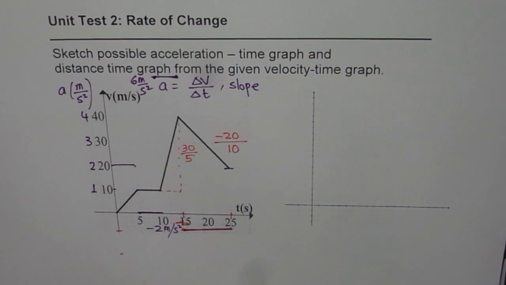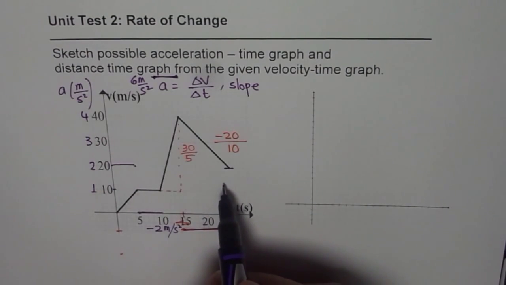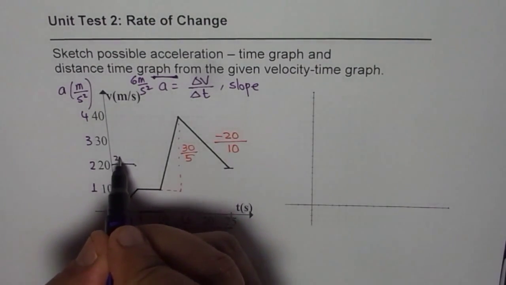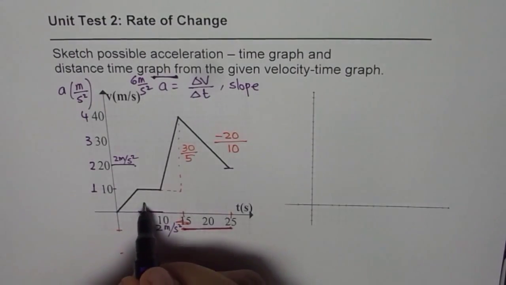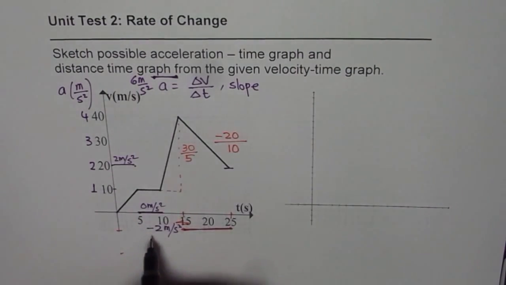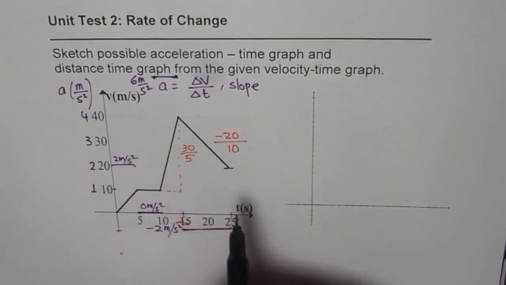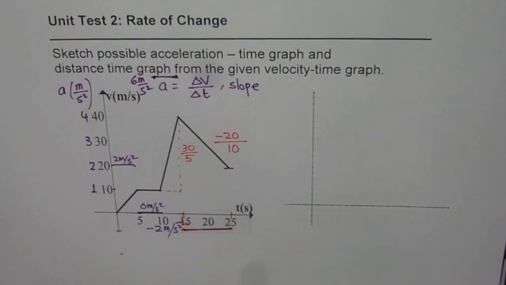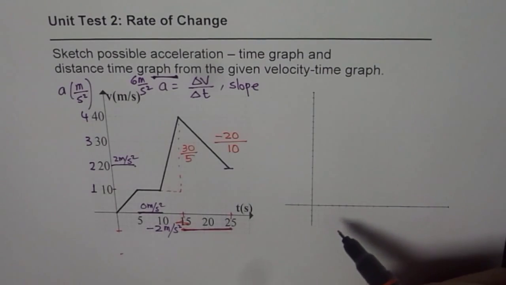So anyway, you get an idea that for these different intervals, we have acceleration as 2 meters per second square, then 0 meters per second square, then 6 meters per second square, then minus 2 meters per second square. That is how we can make the acceleration versus time graph. Now let's make the distance versus time graph. For distance, we'll actually use this scale.